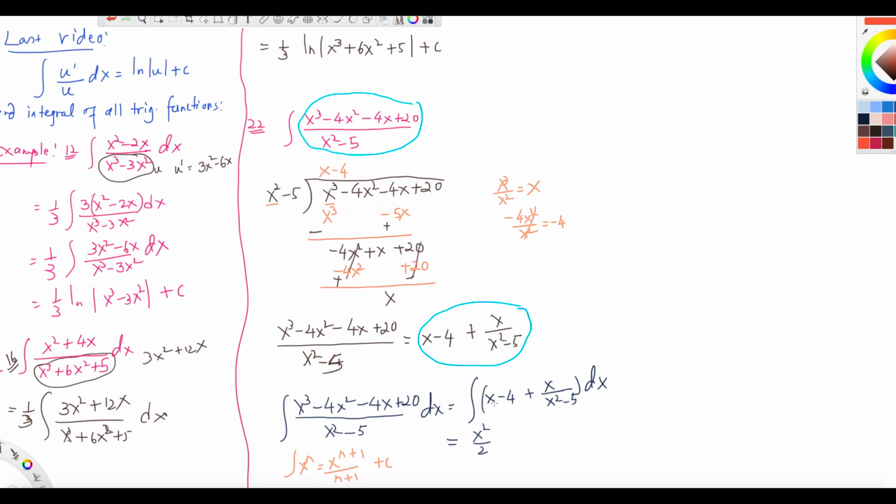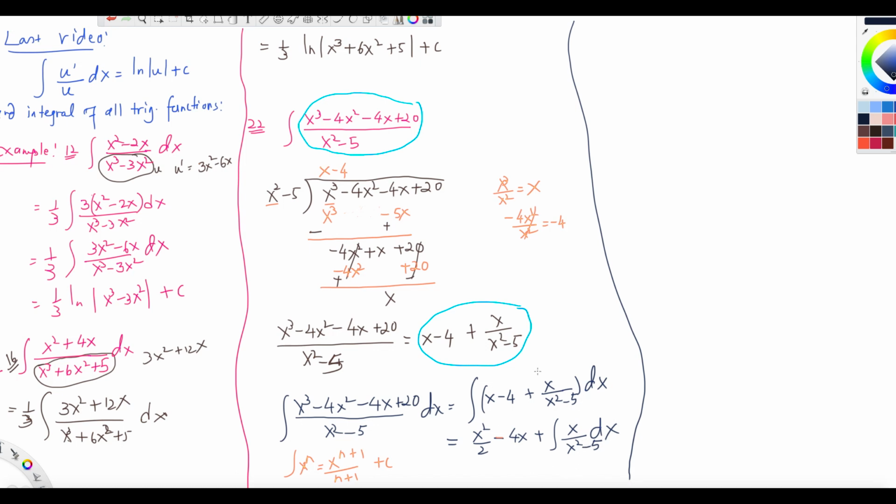Okay, so the integral of x is x squared over 2, minus the integral of 4, which is 4x, because the derivative of 4x is 4. The derivative of x squared over 2 is x, that's why we're doing that. And then plus, because I don't know the integral of this right now, I'm going to write the integral of x over x squared minus 5 dx. I will write plus c at the end. No worries for now.